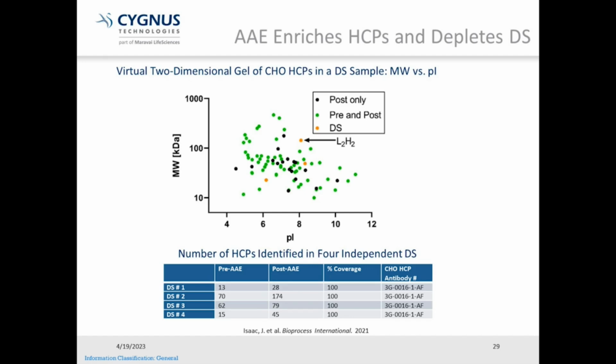In the bottom table, we see the number of host cell proteins identified in 4 different bioprocesses. Mass spectrometry identified host cell proteins, and AEMS was able to identify host cell proteins below the mass spectrometer limit of detection. The coverage for all 4 independent drug substances was 100%. This shows that Cygnus Technologies antibodies are developed to quantify host cell proteins in the final stage of drug substance purification.